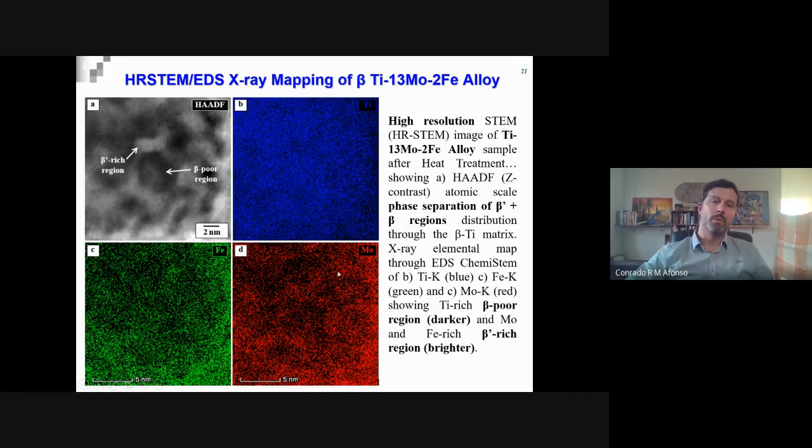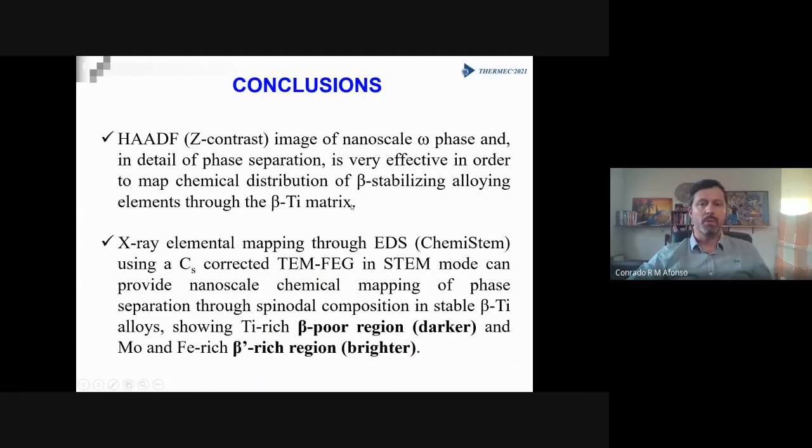Okay, so the conclusion of this work, which is ongoing, is that the Z contrast images in nanoscale for the omega phase and the phase separation are very effective in order to map the chemical distribution of beta stabilizing alloying elements in the beta titanium matrix. And the X-ray elemental mapping through EDS, the ChemiSTEM, used in a CS-corrected Titan microscope, can provide a nanoscale chemical mapping of phase separation through spinodal decomposition in beta titanium alloys.